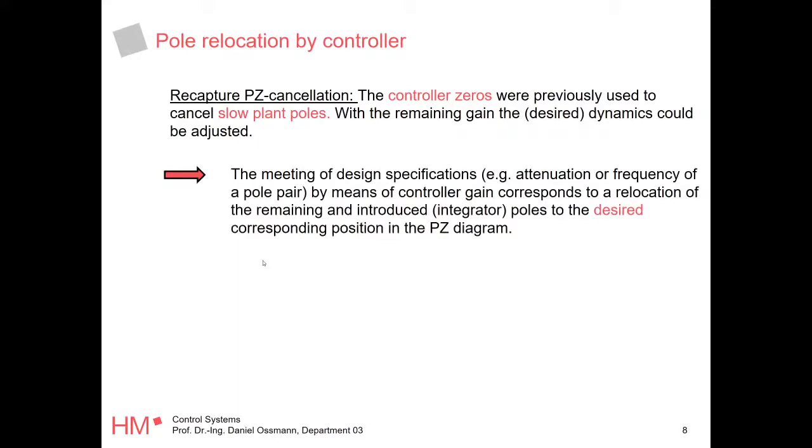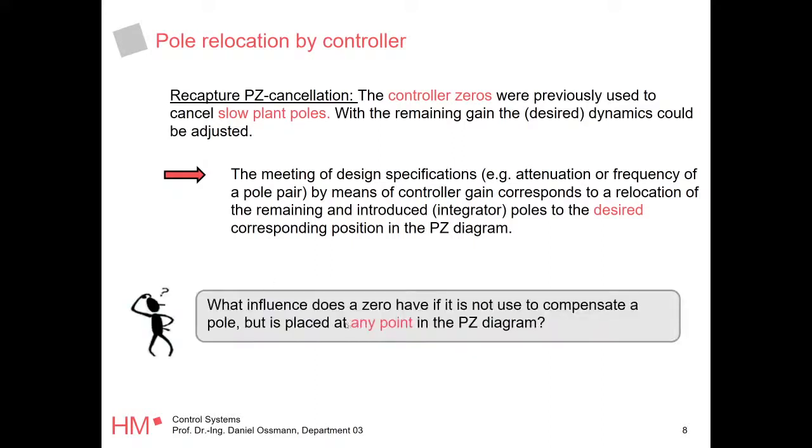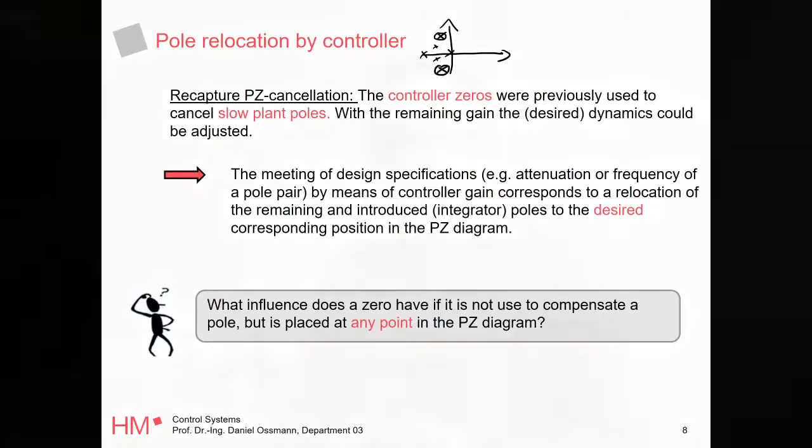So what actually happens in the pole zero map if we don't cancel them, right? The first approach was, we cancel them, we introduce new poles, and we shift those to here. What happens now if we don't cancel these poles? So what if we don't cancel them and we introduce a PID controller?